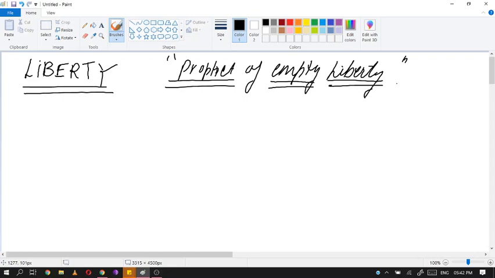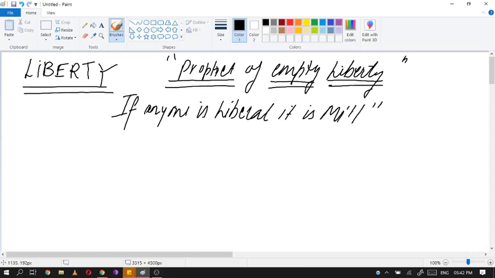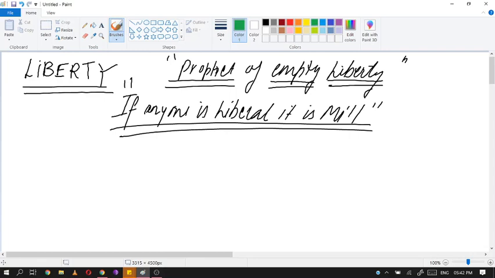Meanwhile, I told you in the beginning that if anyone is liberal, it is Mill. Do you see a contradiction in the two? If anyone is liberal, वो Mill है. But दूसरी तरफ we are saying खाली liberty, empty liberty. Not, मतलब एक नकली liberty का messenger है, not real liberty.